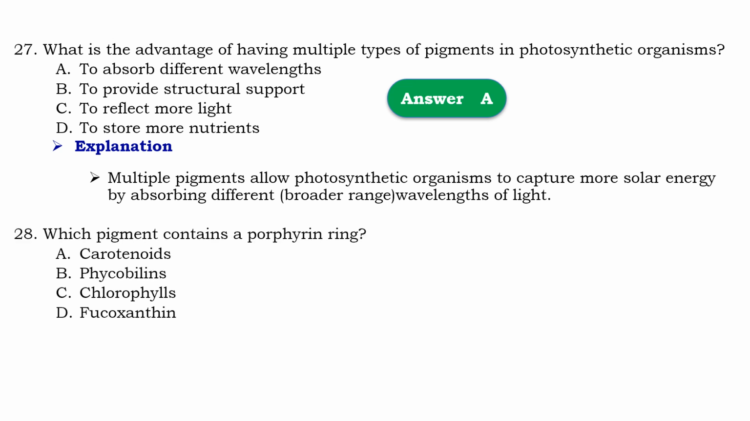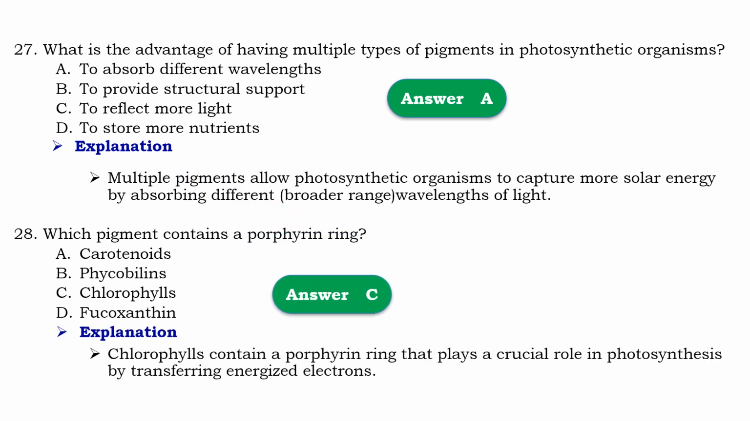Question number 28. Which pigment contain porphyrin ring? የትኛው ፒግመንት ፕሮፋይል ሪንግ በውስጡ ይዛል ይላል so that should be C chlorophyll. Means that chlorophyll contain porphyrin ring that plays a crucial role in photosynthesis by transferring energized electrons.